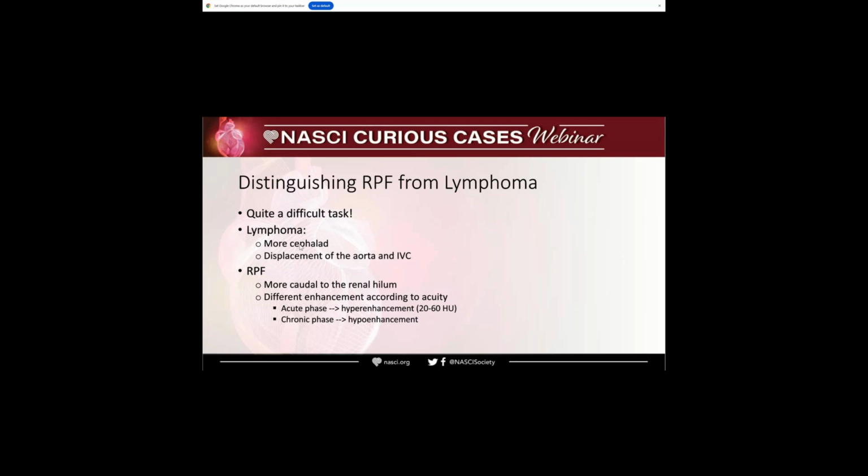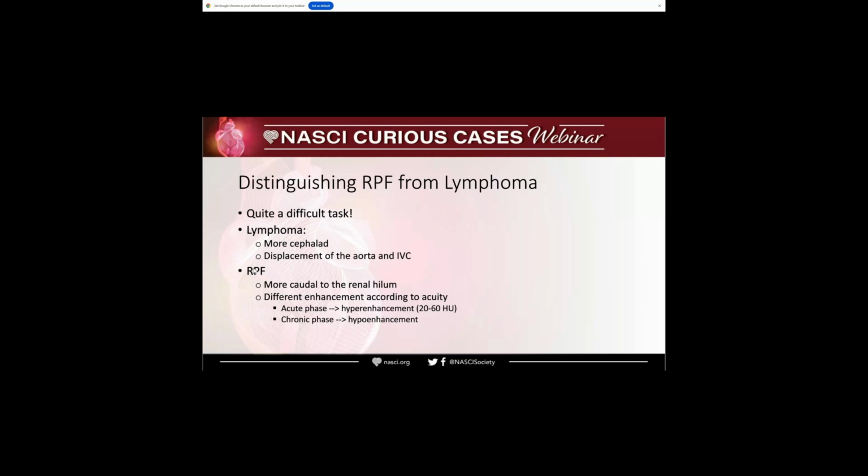Now, what's typical for lymphoma is that it's usually a little bit more cephalad, which means it's more proximal in the body, and it usually displaces the aorta and the IVC. And retroperitoneal fibrosis is more caudal to the renal hilum, and usually it doesn't displace the aorta and IVC because it's fibrosis. So it will basically anchor the vessels exactly where they're located.